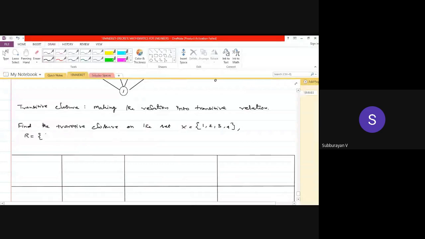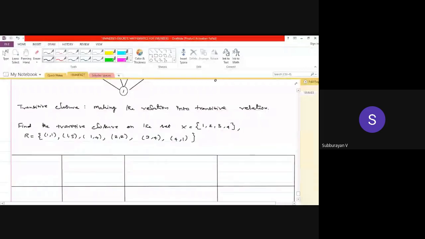(1,1), (1,3), (1,4), (2,2), (3,4), (4,1). How many elements are there? 1, 2, 3, 4, 5, 6. Is it 6? So, see, this is the relation.